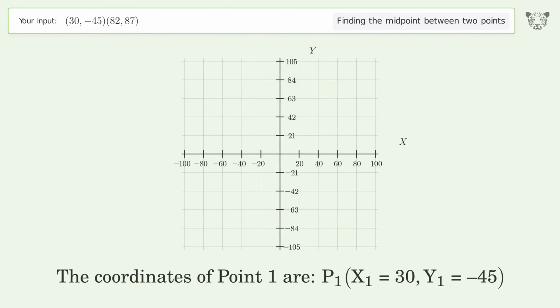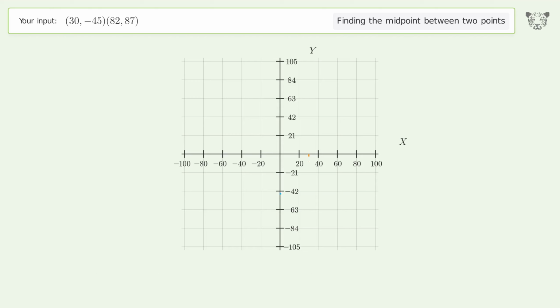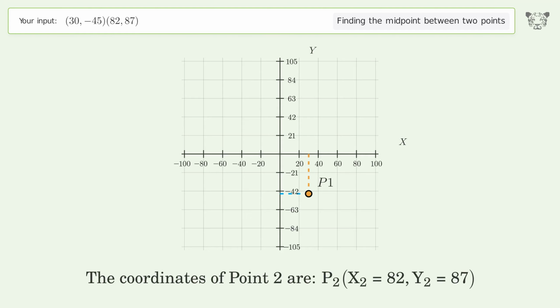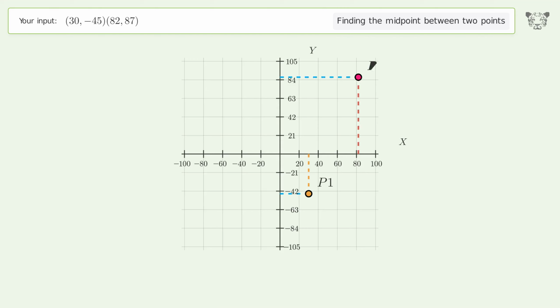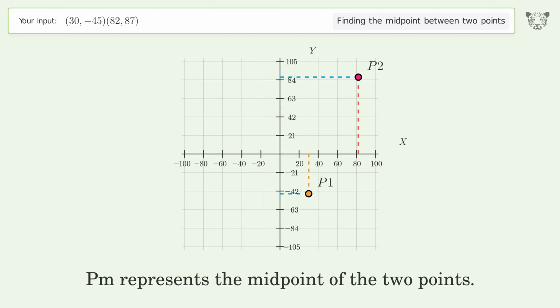The coordinates of point 1 are, x1 equals 30, y1 equals negative 45. The coordinates of point 2 are, x2 equals 82, y2 equals 87. PM represents the midpoint of the 2 points.